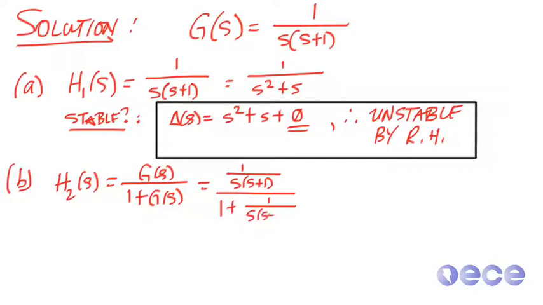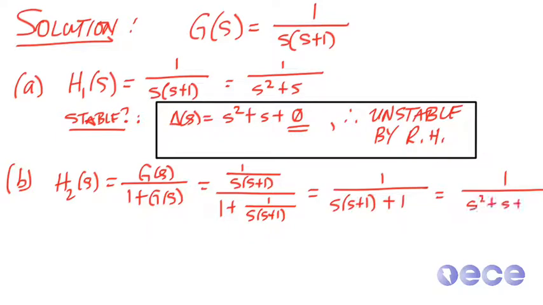So if we go ahead and add the transfer function 1 over s times s plus 1 for g, and then we multiply top and bottom by s times s plus 1, then we see that we get something that looks like this. So 1 over s squared plus s plus 1. So we're able with feedback to add an extra term to our characteristic equation. So now we're no longer going to have a 0 there. So we'll be able to now evaluate the stability of the system.